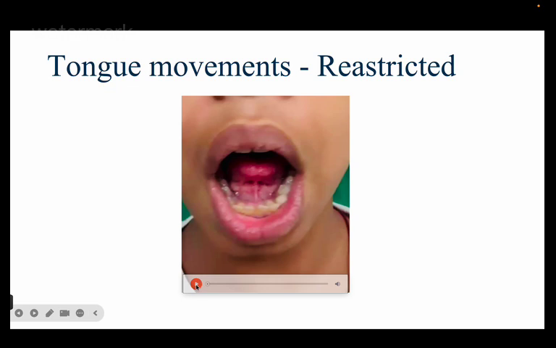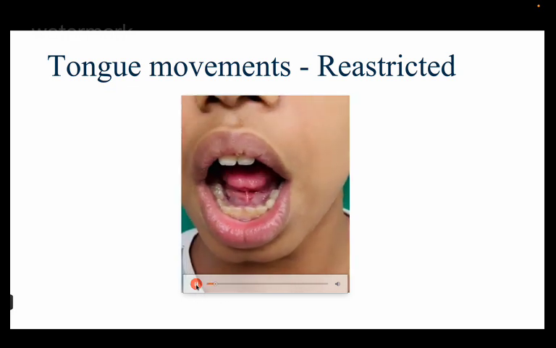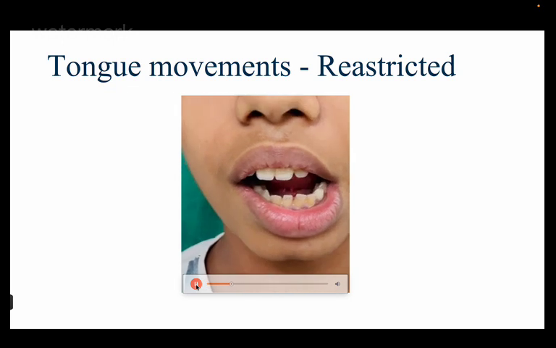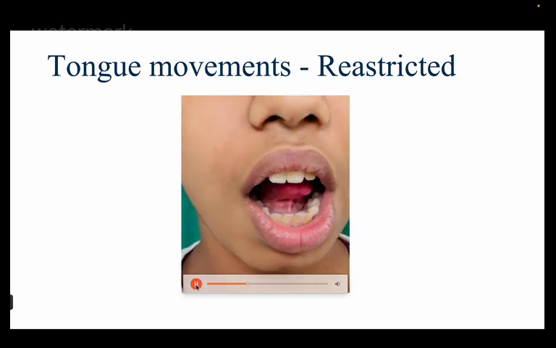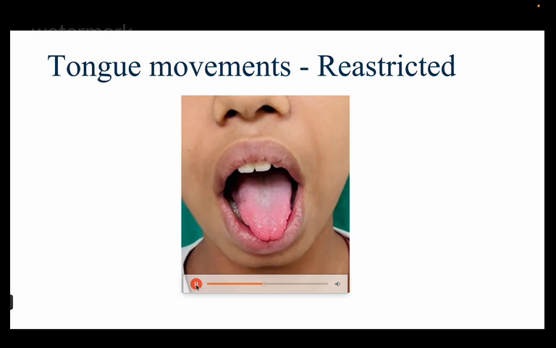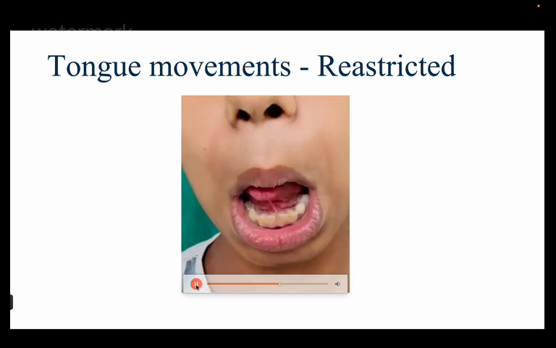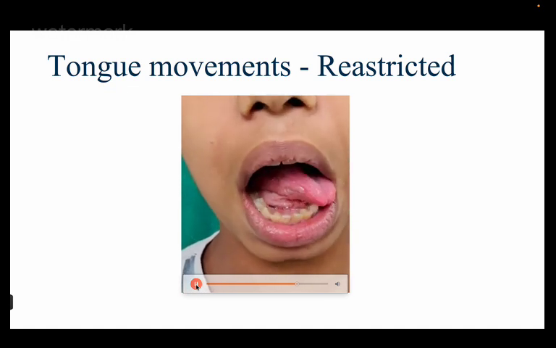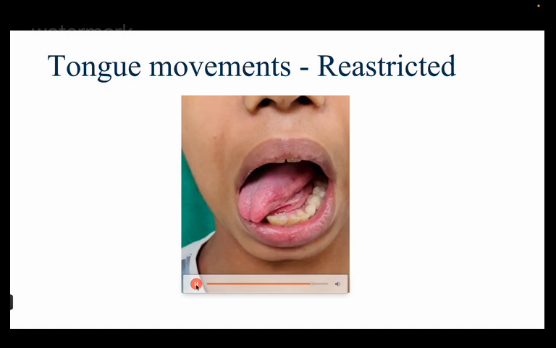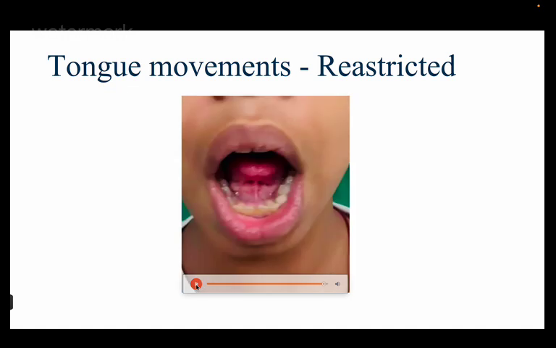So this is a small video showing the tongue movements which are restricted. He is having difficulty. See, when he tries to move his tongue and touch the palate, he is not moving the tongue freely, but he is trying to close the mouth so that he can touch the teeth and the palate. So this is the kind of adaptive function which can be made by the kid as the age advances.